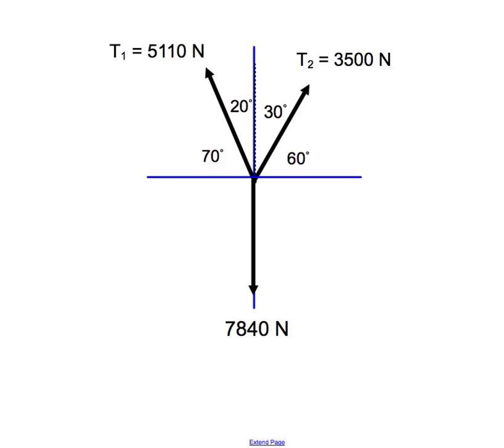Now, that works as long as those ropes can support at least the amount of force that's in them. So if rope 1 can support 5,110 newtons, it will not break. If rope 2 can support at least 3,500 newtons, it will not break. And that's how we find the tension in both ropes.